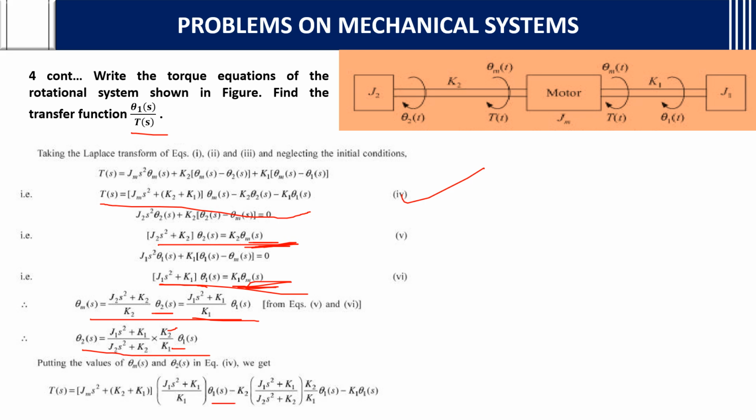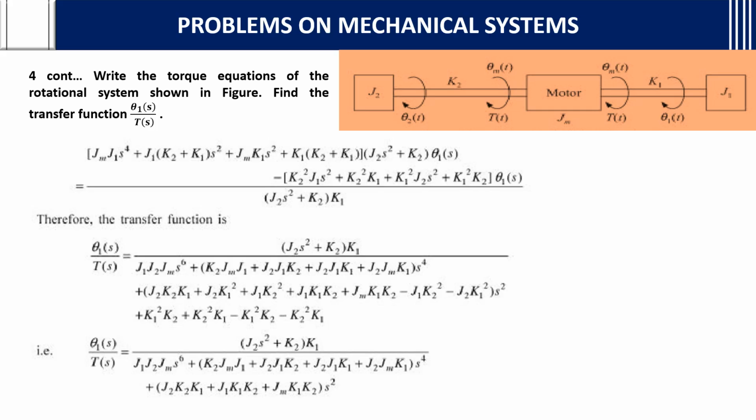You may have a doubt: why are we not taking theta m of s from this one? Because we do not require the transfer function of theta 2 of s. We want theta 1 of s. So the equation which is in terms of theta 1 of s needs to be considered for theta m of s. Understood? Then minus K2 into theta 2 of s, which you got as J1 s square plus K1, J2 s square plus K2 into K2 by K1 into theta 1 of s, minus K1 theta 1 of s. After substituting, you will get this equation. This is the transfer function.